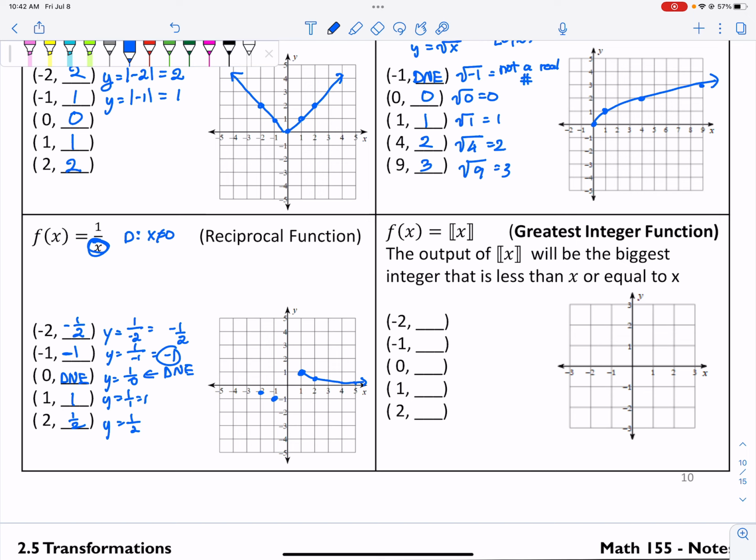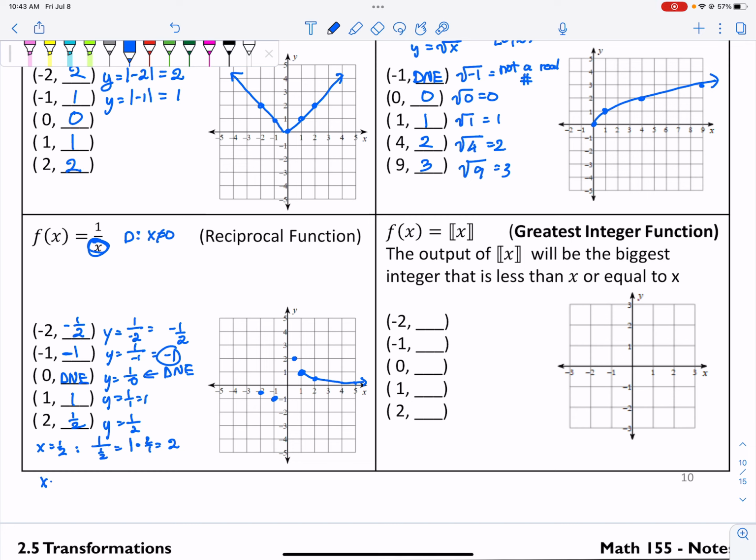Now, let's see what happens if we were to plug in a decimal value. Let's say x equals 1/2. 1 over 1/2 is the same thing as 1 times the reciprocal of 1 over 2, which is 2 over 1. And that would give us a 2. So if we plug in x equals 1/2, the y value is going to be 2.